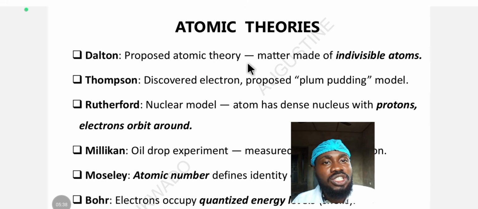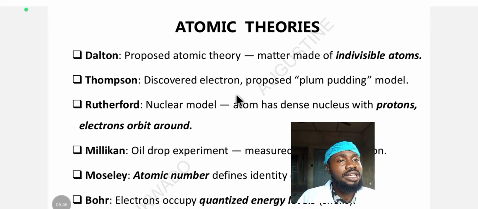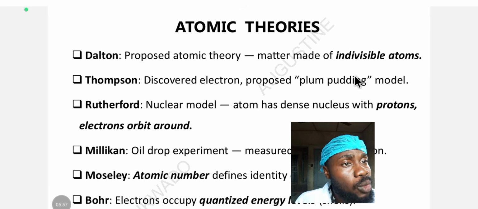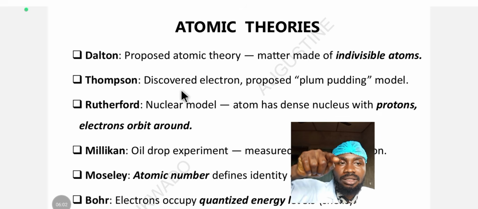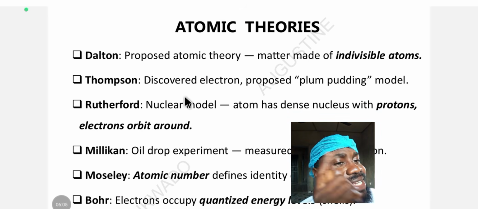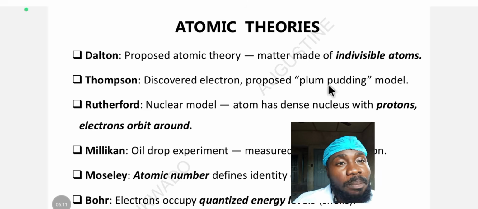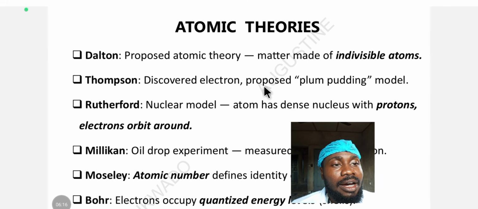After Dalton proposed the atomic theory, shortly after, Thomson discovered the electron. And he proposed the plum-pudding model. He discovered the electron and proposed the plum-pudding model. So Thomson said that electrons are found inside the atom. That's the plum-pudding model: he discovered the electron and said that these electrons are found inside the atoms.